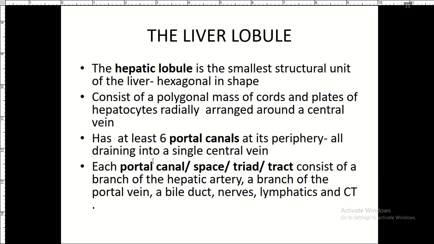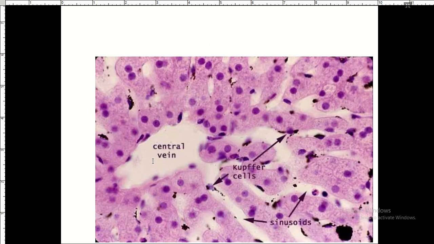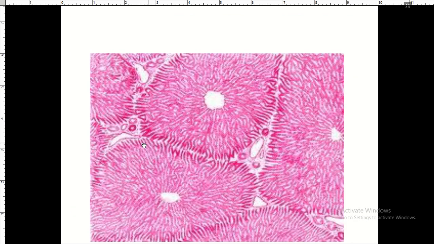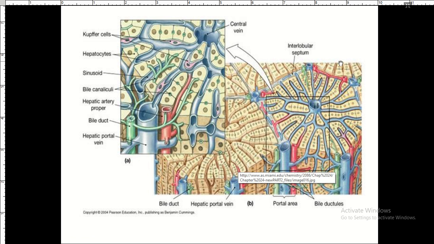Now, let us take a look at what we call the liver lobule. The liver lobule, that's the hepatic lobule, is the smallest structural unit of the liver, and it is hexagonal in shape. You can actually see this is hexagonal in shape with 3 to 6 portal triads at its edge. There's a portal triad here, portal triad here, portal triad here, and at the center you're going to have your central vein.